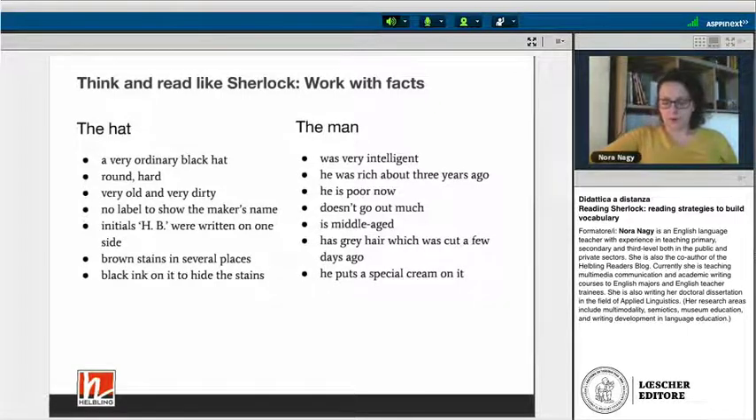So what can we learn from this, working with facts? Sherlock says that from all this information, we can understand that the man was very intelligent. He was rich about 3 years ago. He is poor now. He doesn't go out much. He is middle-aged. He has grey hair, which was cut a few days ago, and he puts a special cream on it. So if we pay attention to details, we can actually learn a lot about a person.